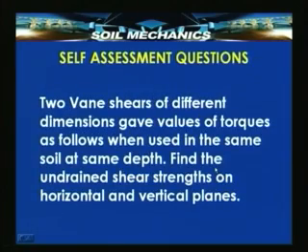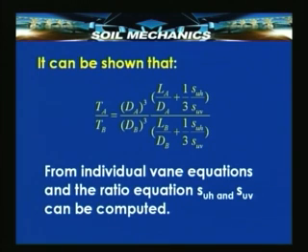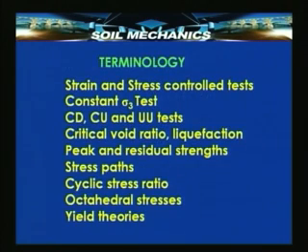Now, suppose you have two different vanes and you test the same soil for strength with these two different vanes. How do we get the shear strength of the soil in the horizontal and the vertical planes? This can be done by going back to fundamental equations of torque generated in a vane shear test. By using the individual equations for torque for each vane and the ratio of the torques, and by knowing the geometry of the vanes, one can easily determine SUH and SUV, which are the required shear strengths in the horizontal and the vertical directions.